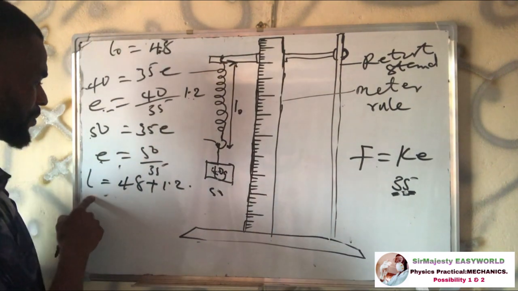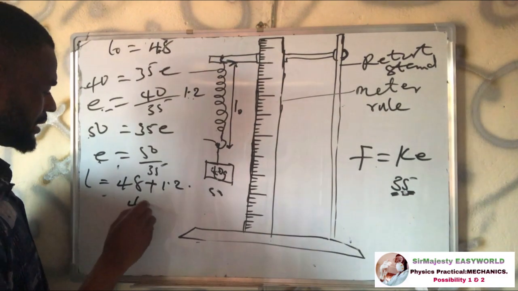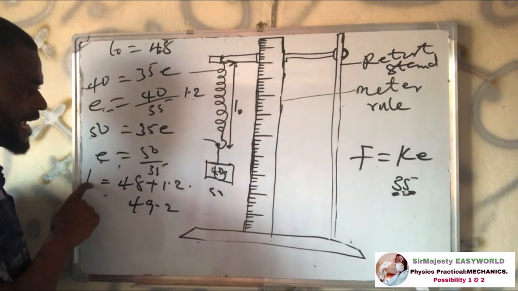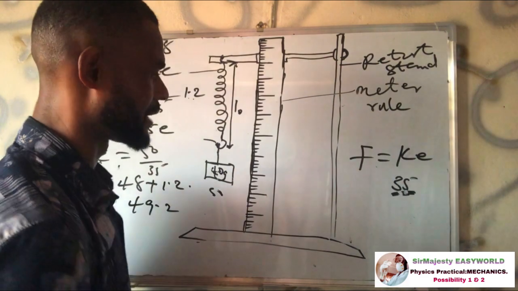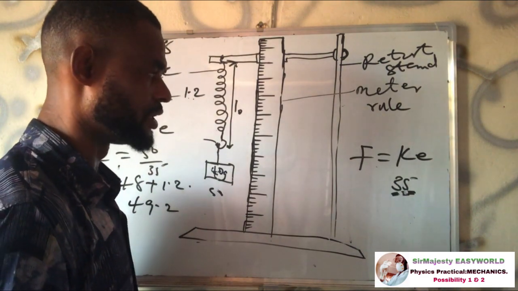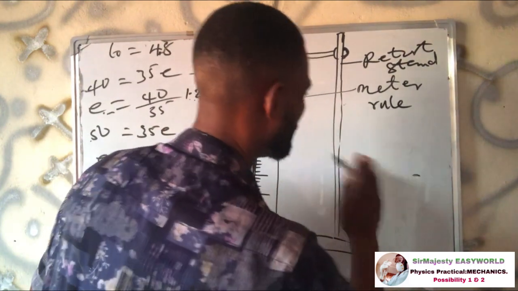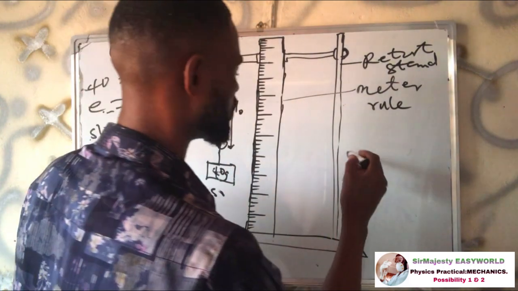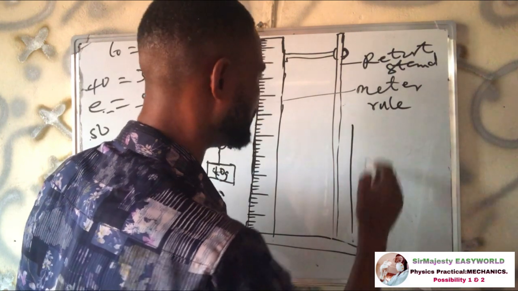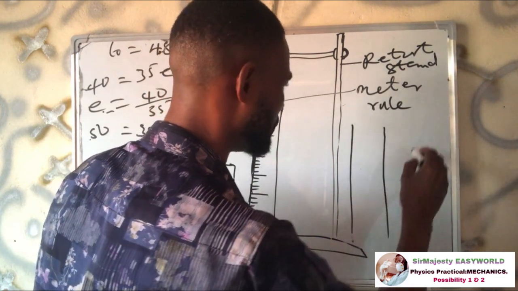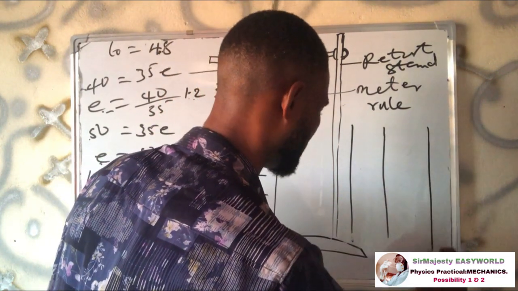So now, what I will record is 49.2 as my L in my table. As you can see in the table now, on the screen. Let me just show you. I don't have much space. You know, in the table, it's going to be like this. It's going to be like this. I want to show you something.